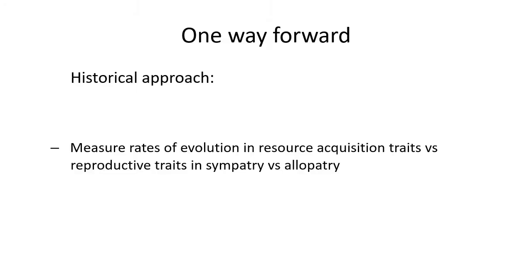So, one way forward might be to continue looking at these kinds of historical approaches, and I don't think we have the methods there yet to do this, but it would be super great if we could actually measure rates of evolution of resource acquisition traits versus reproductive traits in sympatry and allopatry and get a sense of, okay, well, which are evolving faster when we see sympatry. That might give us a sense of what are the relative importance of these forces when two closely related species come into contact.